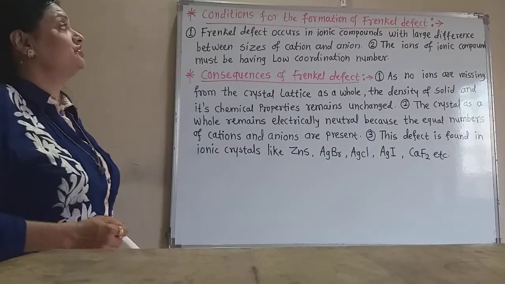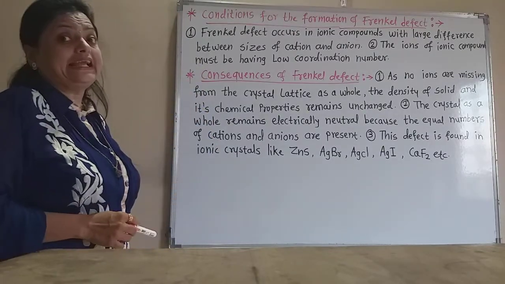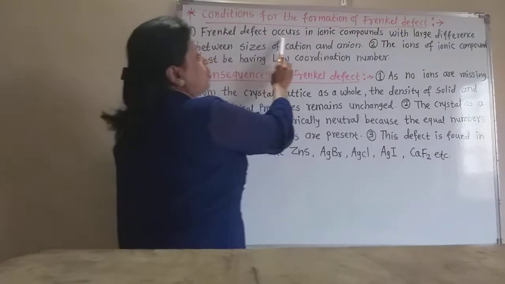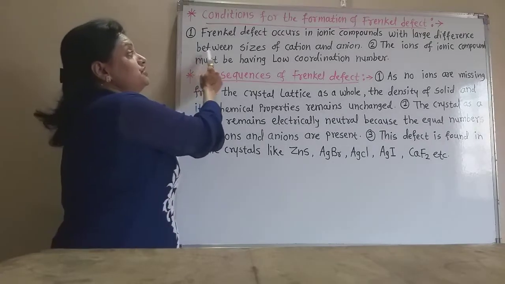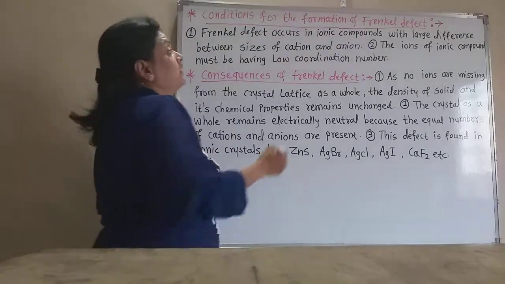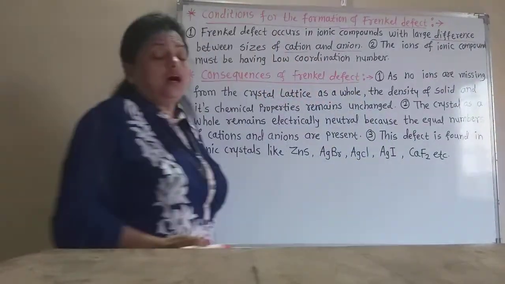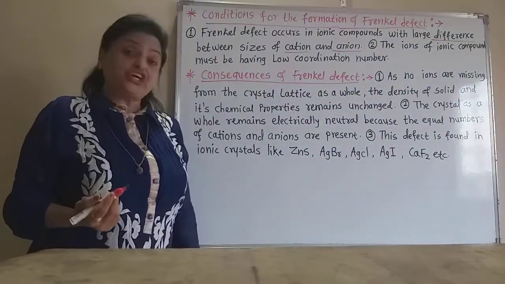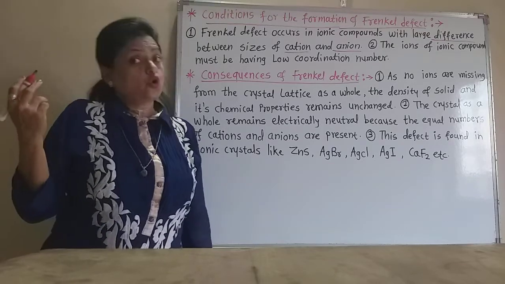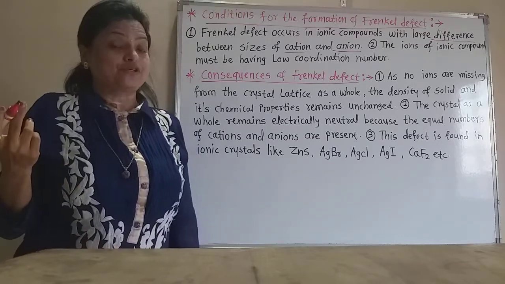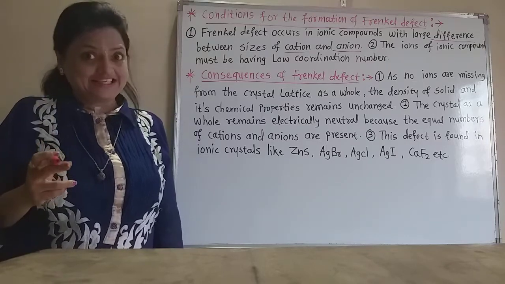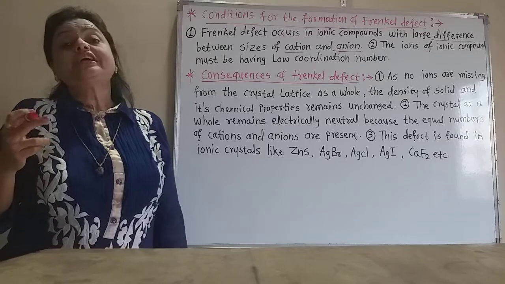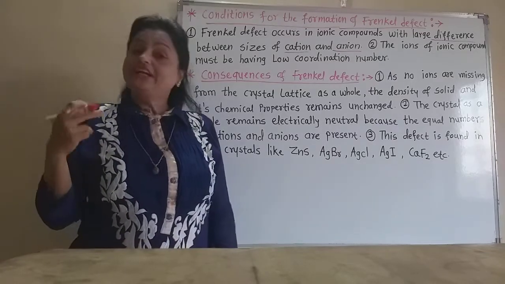Now, the first condition for the Frenkel defect is that it occurs in ionic compounds with a large difference between the sizes of cations and anions. Now, we learned about the Schottky defect. The first condition is that the Schottky defect is also for ionic compounds. There are also cations and anions, but they are of similar size because their radius ratio is not more than unity.